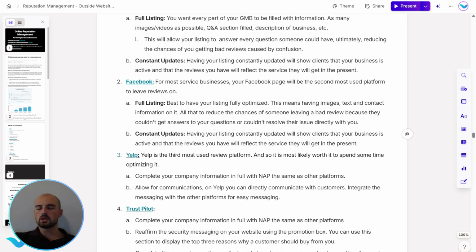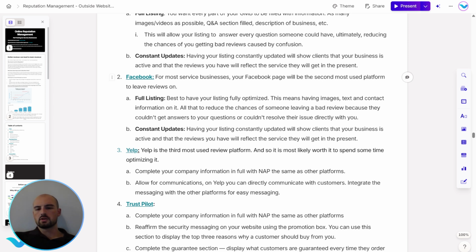In terms of Facebook, for most service businesses, your Facebook page will be the second most used platform to leave reviews on. So usually it goes like this: if you're a local business, it's going to be Google My Business first, then Facebook or Trustpilot, depending where you are in the world. So it's going to be Facebook or another type of directory, maybe not even Trustpilot. And if you're a tourism agency, it's going to be TripAdvisor, maybe Yelp, all those touristy style review sites. Those are going to be the most important ones for you to optimize.